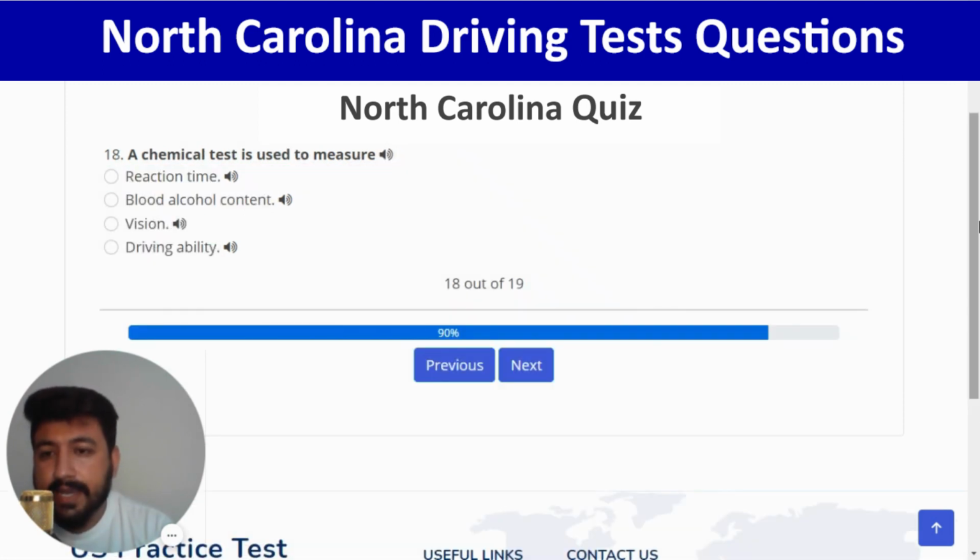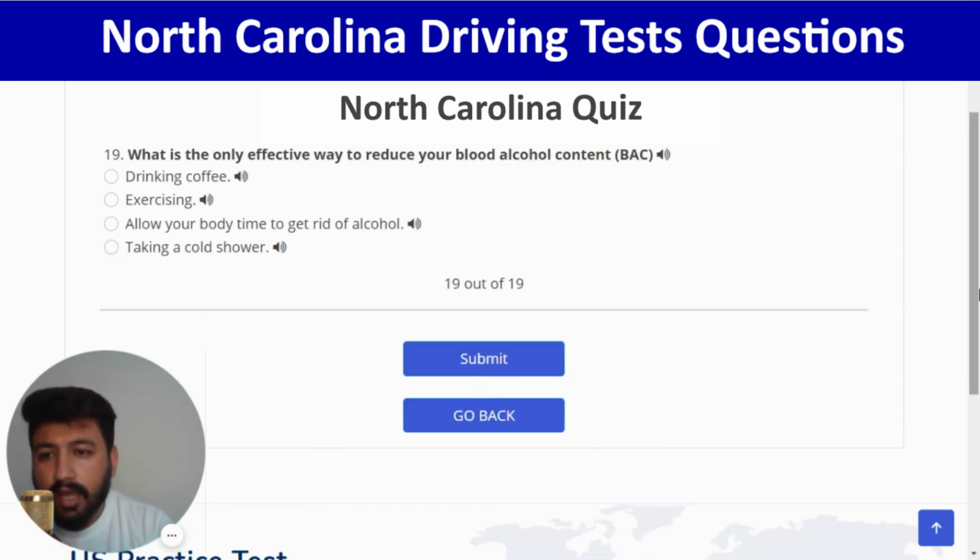Next. The second last question of quiz number 1 is, a chemical test is used to measure. The right answer of this question is blood alcohol content. So I'm going to click on the second option. Next. The last question is, what is the only effective way to reduce your blood alcohol content?